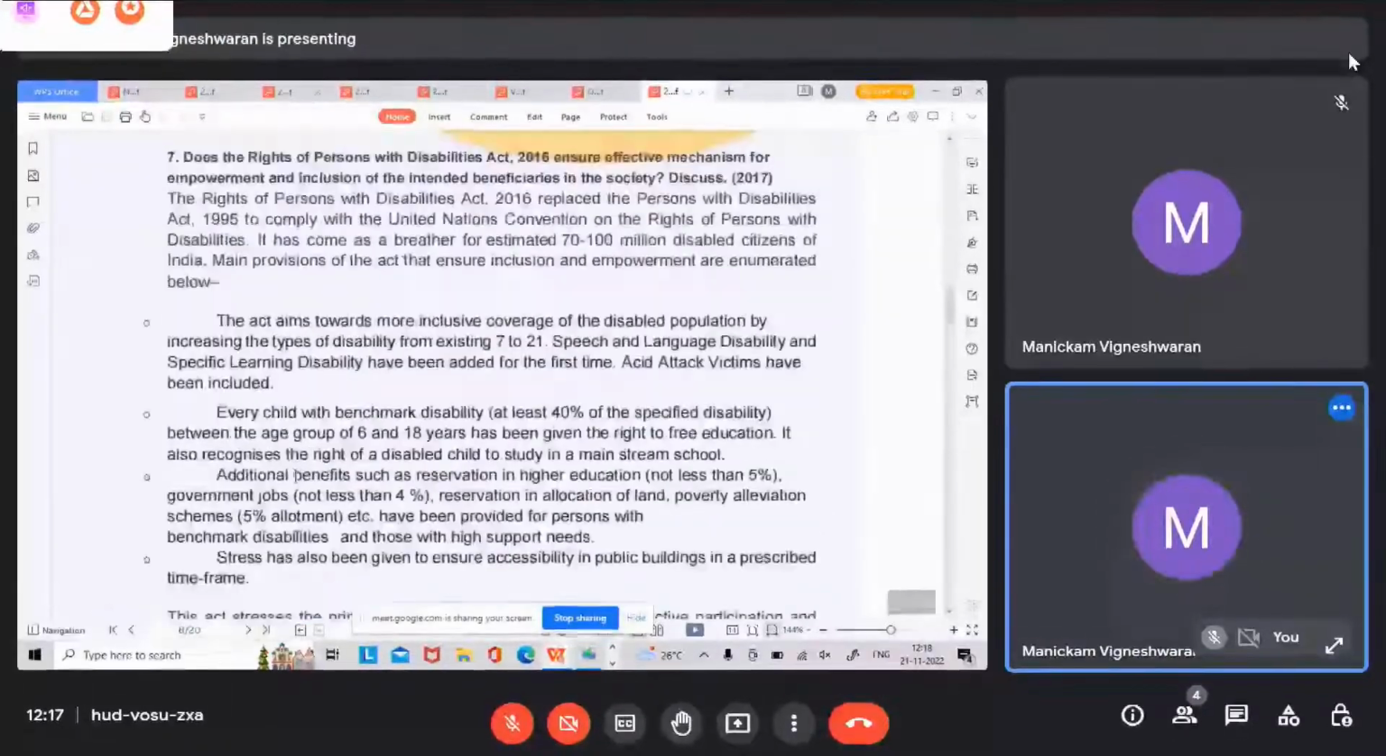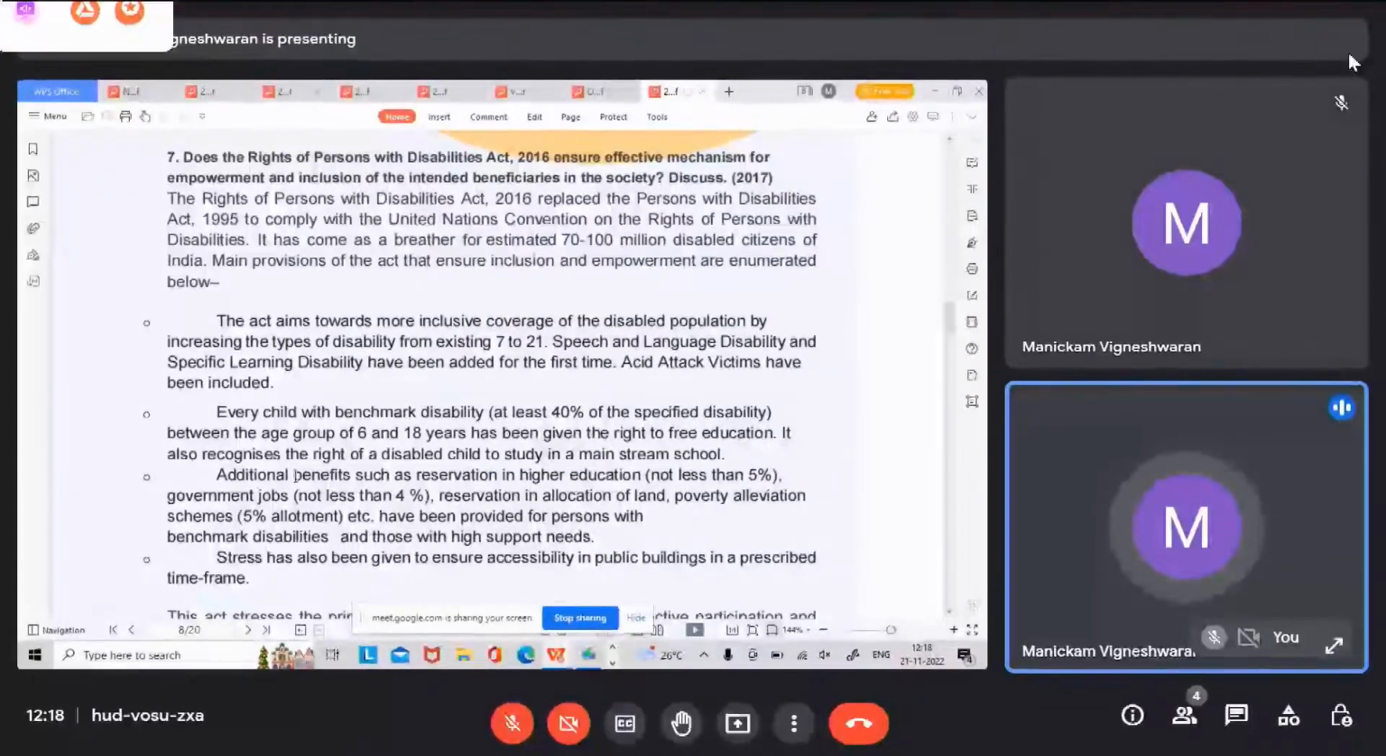Question number 7. Does the Rights of Persons with Disabilities Act 2016 ensure an effective mechanism for empowerment and inclusion of the intended beneficiaries in society? Discuss. The Rights of Persons with Disabilities Act 2016 replaced the Persons with Disabilities Act 1995 to comply with the UN Convention on the Rights of Persons with Disabilities. It has come as a relief for an estimated 70 to 100 million disabled citizens of India. The main provisions of the Act that ensure inclusion and empowerment are enumerated below.